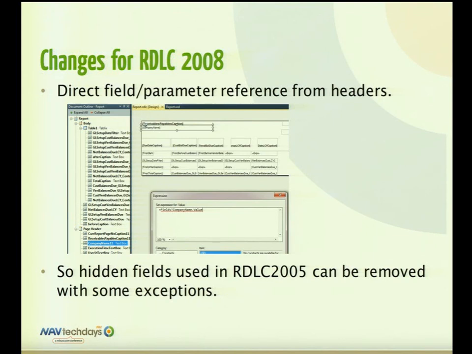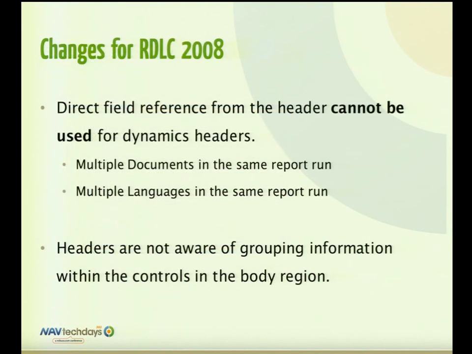But like I mentioned here, you won't be able to remove all the hidden fields, which is also based on some design decisions in the application that we have made, and I'll speak about that in the next slide. Direct reference of fields from the header cannot be used if we have dynamic headers. So what does dynamic headers mean? I already explained what a dynamic header means when you change language on the fly, but it's also very common that you're printing multiple sales orders in the same report run. That means even the data in the header is not static, it's changing. So how do we handle that?